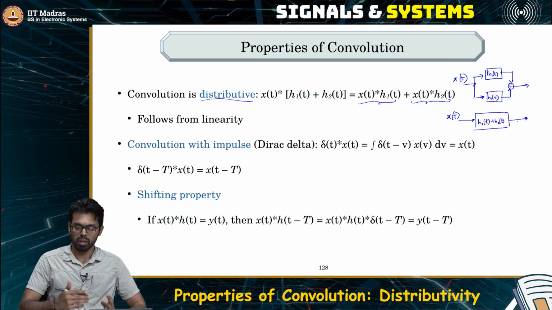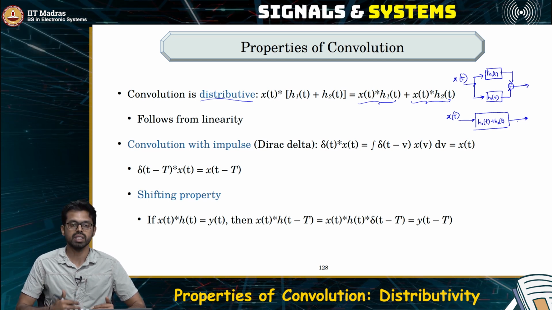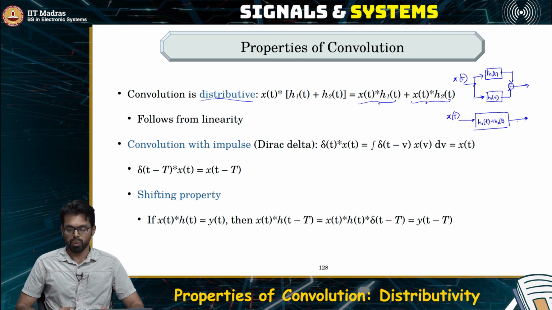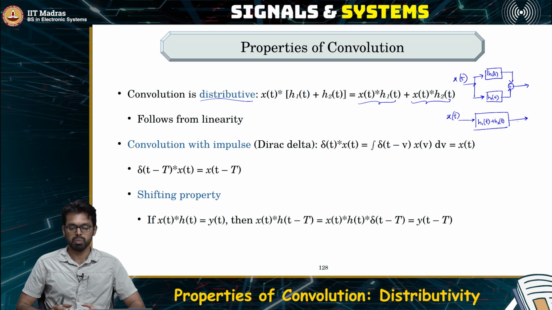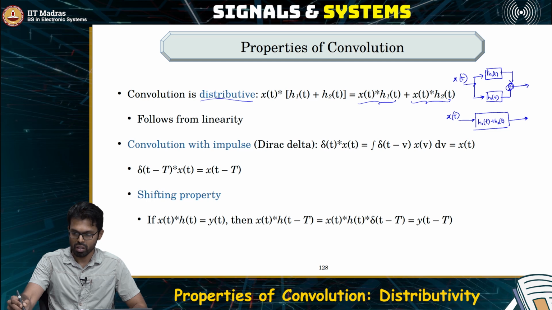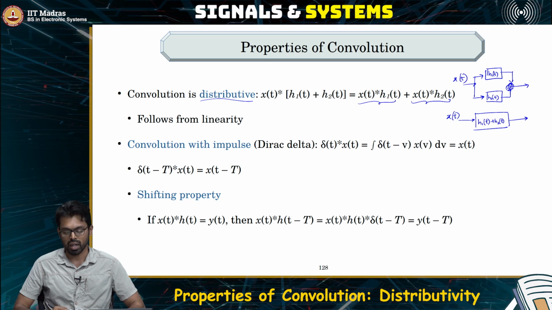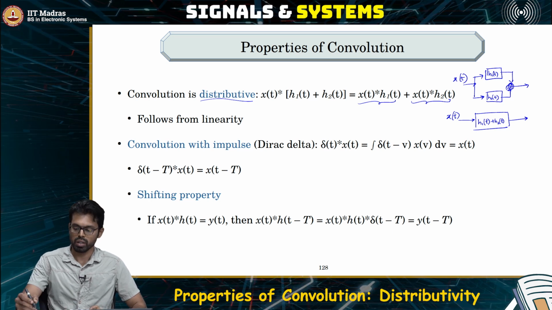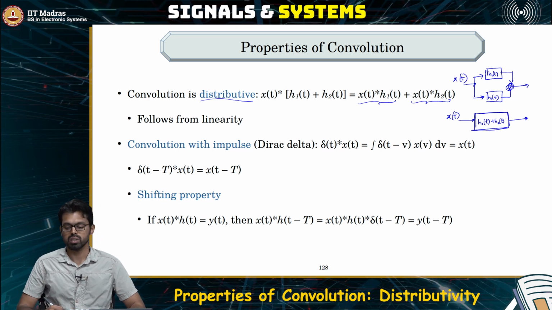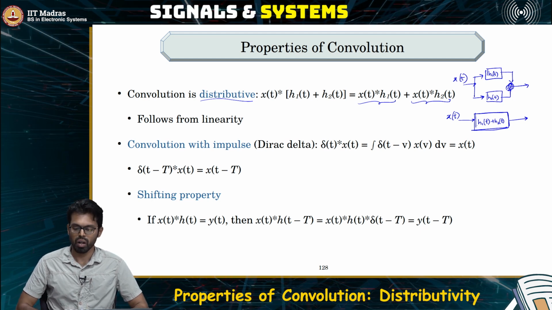So the earlier properties, commutativity and associativity, helped us to tell what happens when you have series connections, right? So when you have series connections, you can just put these systems in any order. Now distributivity talks about what happens when you have parallel connections with an addition or a subtraction at the end. So if there is an addition or a subtraction at the end with parallel connections, you can club everything together into one system where the impulse response is now the addition or subtraction of the individual impulse responses.